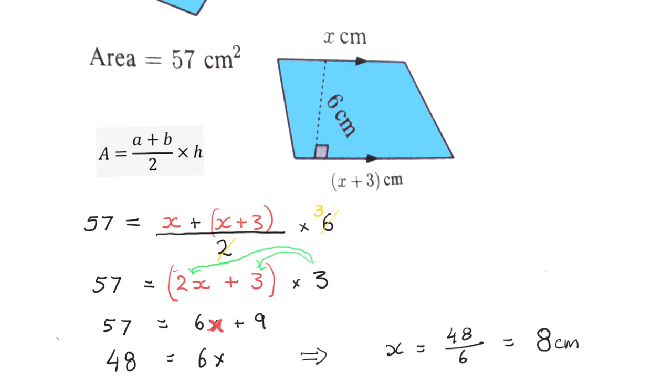centimeters. So one of our sides is going to be 8 centimeters, and the other side is going to be 8 plus 3, which will make it 11 centimeters. And this is one of the questions in Mathematics 10.